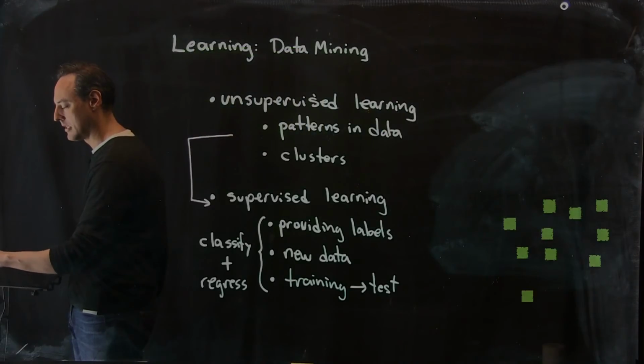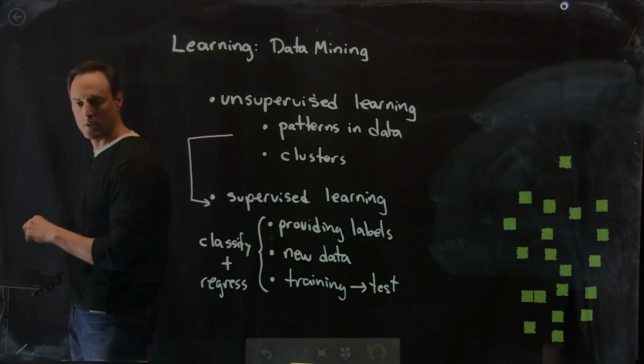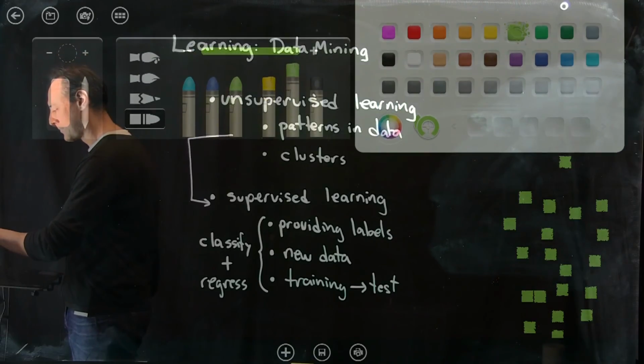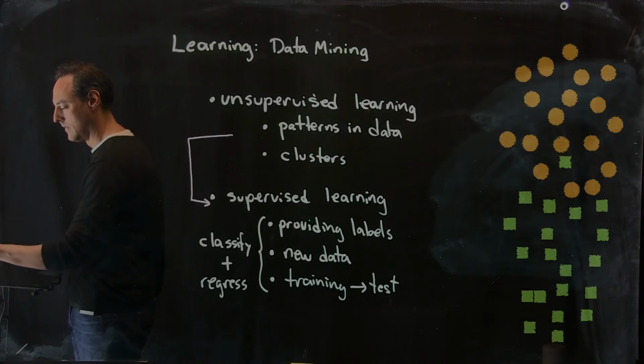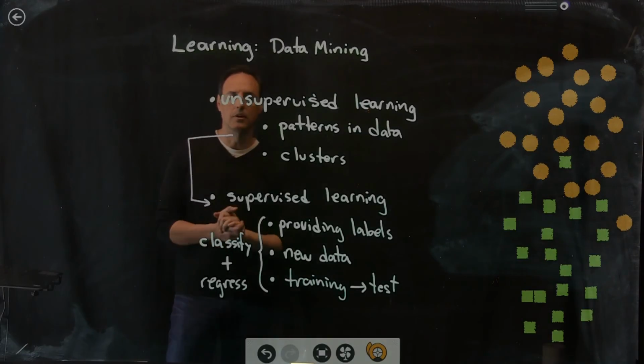So I might have some things out here. Nice cluster of green squares. All right, and then I might have my orange data as well. There's the orange, and okay, let's look at this example here for a moment.